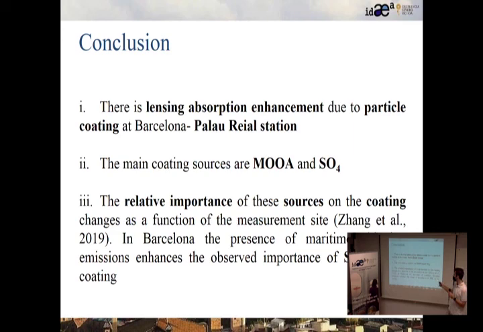So in other studies like Sang et al., which is published in Nature Geoscience, I think, it was done for Paris, and then they found that the coating was only due to the more oxidized organic aerosol. But here we also find a high contribution of the sulfates, which could be due to the fact that we've got a port, a vessel port, and the shipping emissions contain a lot of sulfates, so they are probably affecting the characteristics of the aging of the particles here in Barcelona, and hence the coating. So further steps need to be done on this, but more or less this is all. So any questions?